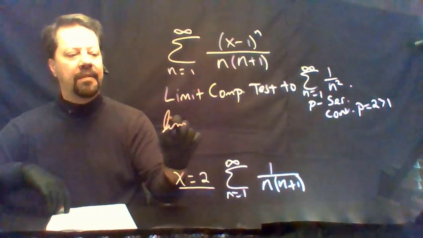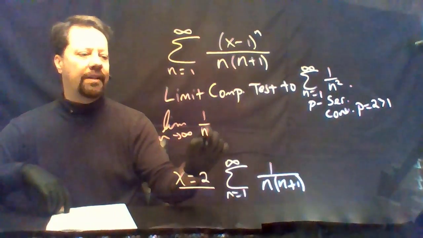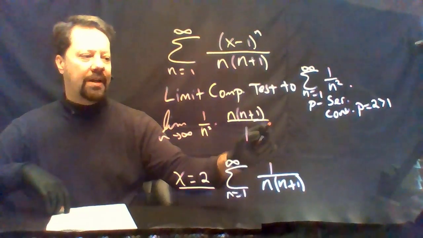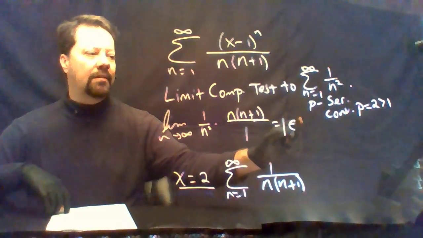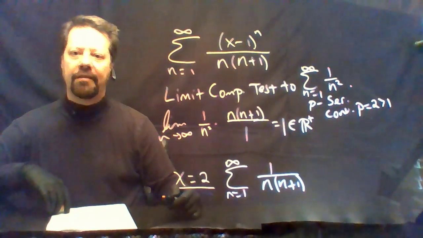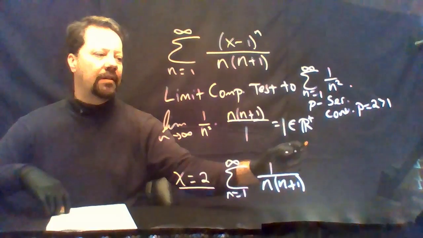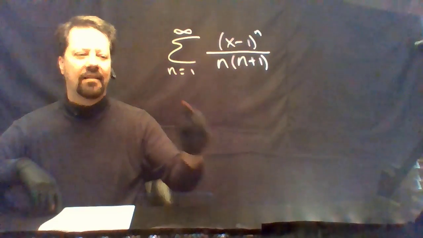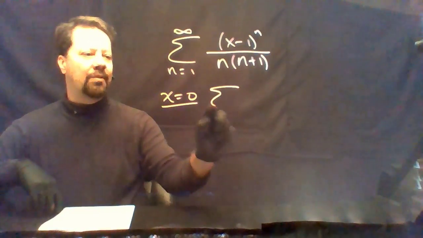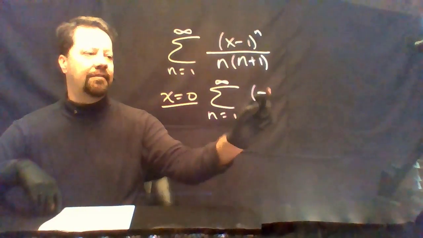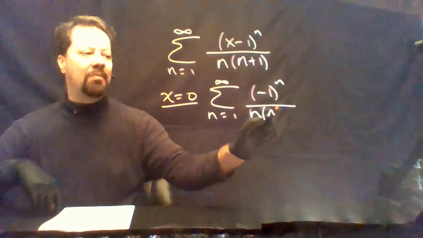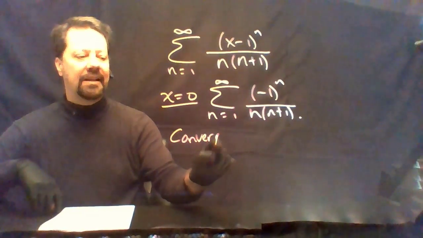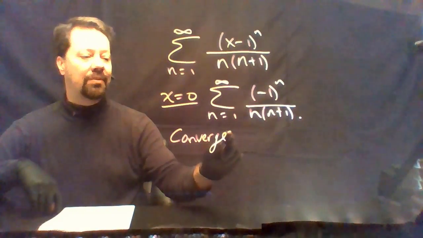We'll take the limit as n goes to infinity of 1 over n squared times n plus 1 over 1, the ratio of the two, which is 1, a positive real number, therefore both converge or both diverge. Therefore, this series converges. At x equals 0, we have the sum as n goes from 1 to infinity of negative 1 to the n over n times n plus 1. This converges absolutely because of our work at x equals 2.